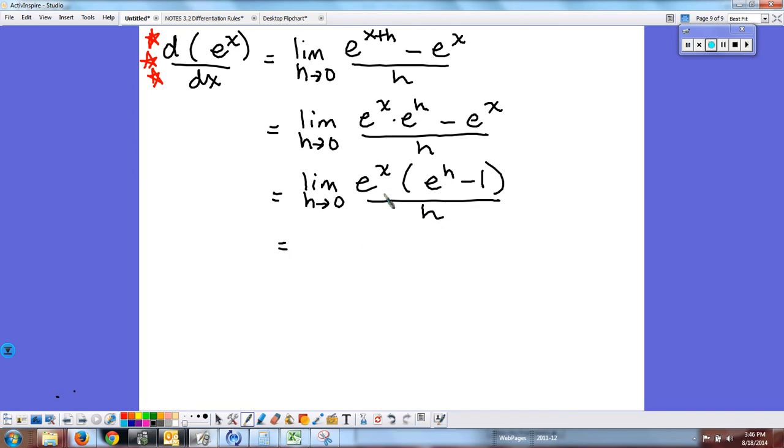So we're going to remember that we are taking the limit as h goes to 0. So e to the x is a constant, so I'm going to be able to pull that out. Okay, so this would be e to the x times the limit as h goes to 0 of e to the h minus 1 over h.